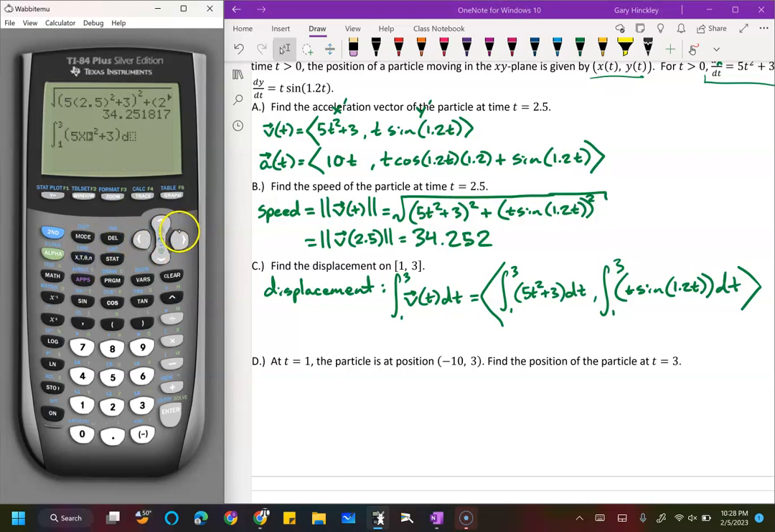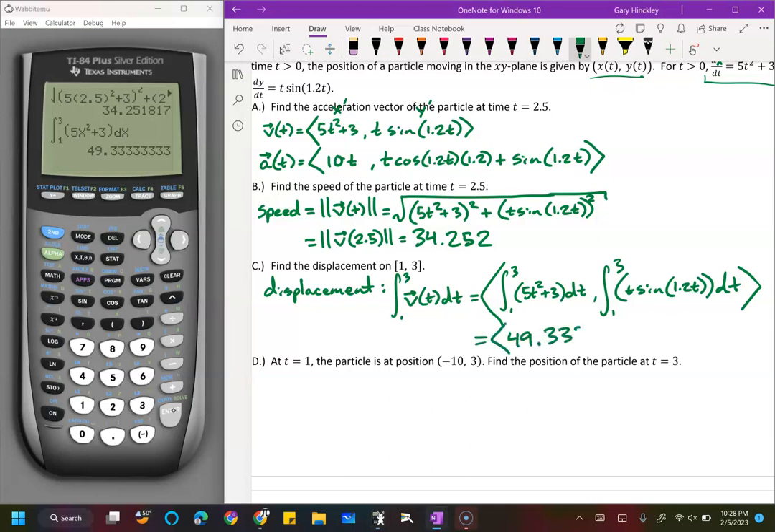Make that an x. So just make sure everything should work with the t in there, but I just want to make sure. So that would be 49.333. And then we'll go ahead and do the other one. Check my bone, make sure I'm in radians.